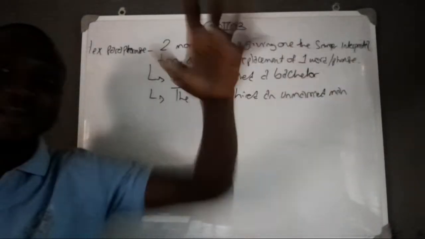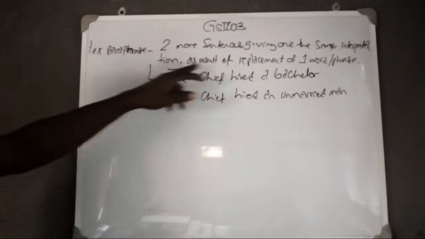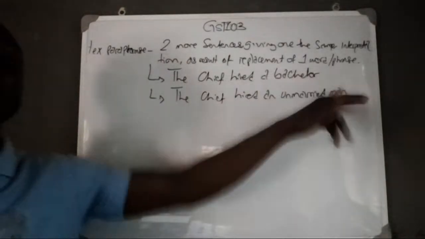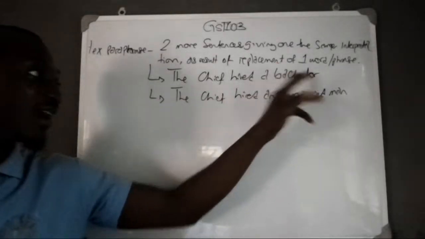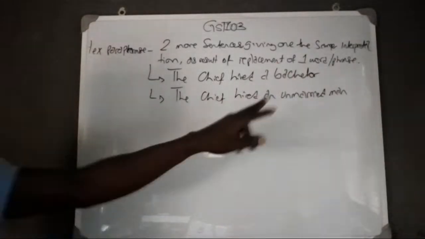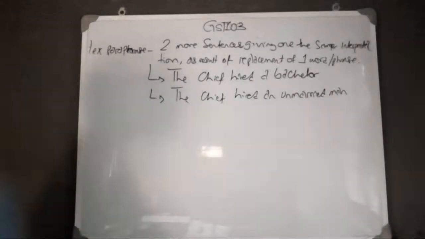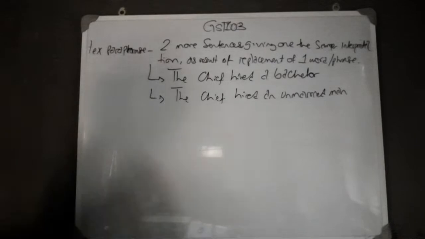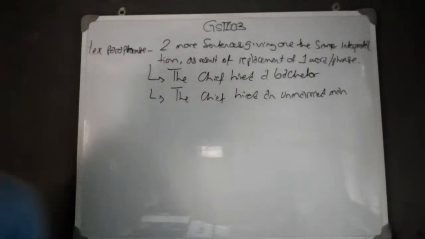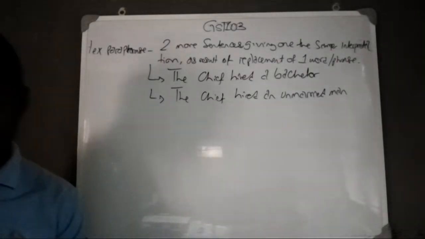Two or more sentences giving one same interpretation as a result of replacement of one or two phrases. Now, we have a bachelor. Now, we have an unmarried man. That is what lexical paraphrase means. Now, let's talk about ambiguity.